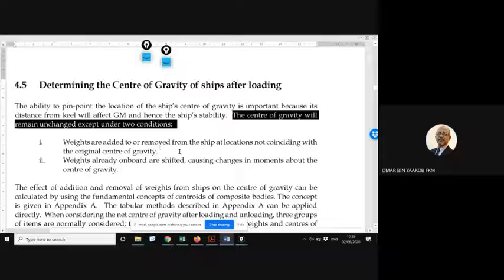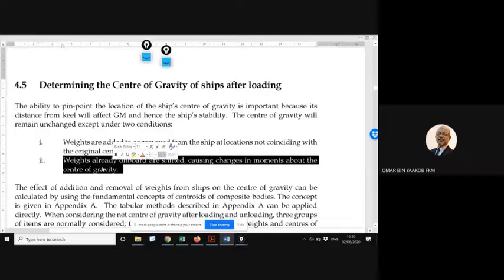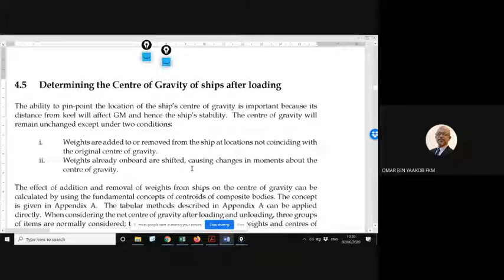If you have a block of wood, you have a center of gravity in the center of it. If you add weight at that center, it will not change the center of gravity. Or if you have a ship and you add the weight at its center of gravity, it will not change the center of gravity. But if you add above or below the center of gravity, then the center of gravity will move. The other condition is if weight already on board is shifted, causing changes in movement about the center of gravity.